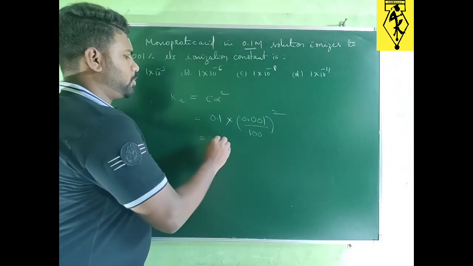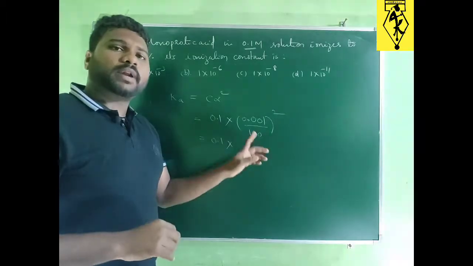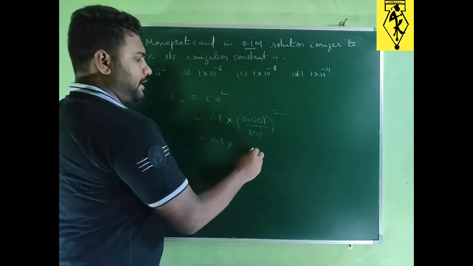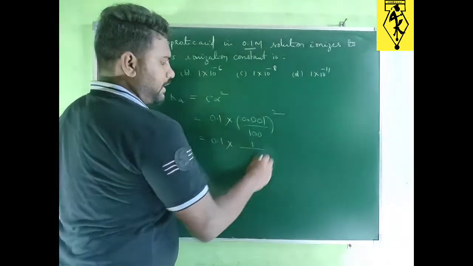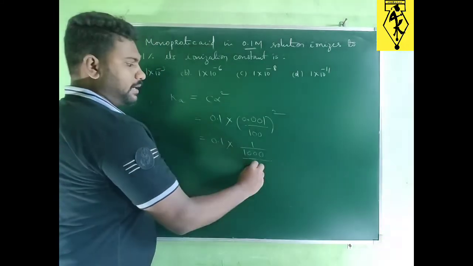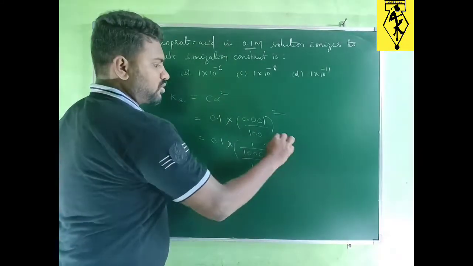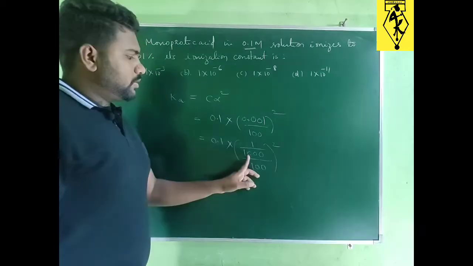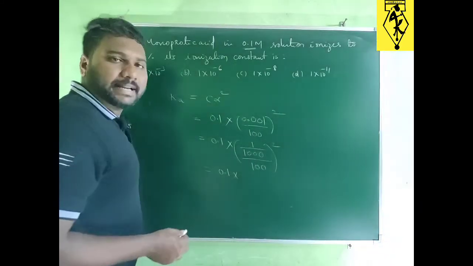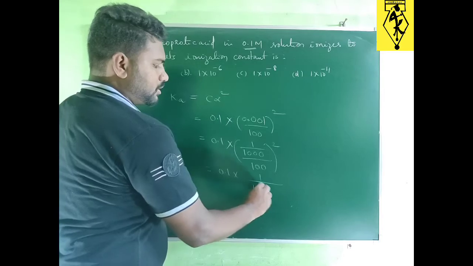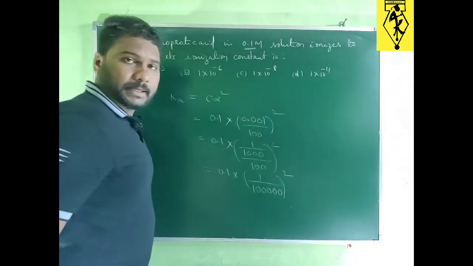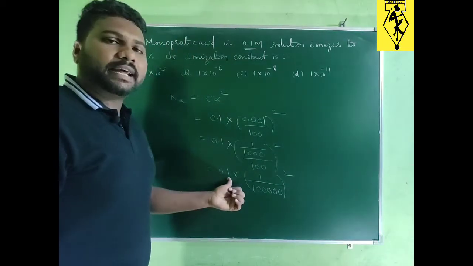Now, 0.1 into, so how to write this entire thing? Simple. I am writing this as follows: 1 divided by 1000 divided by 100, whole square. Clear? If this 1000 comes down, then 1000 into 100, whole square. Clear? So 0.1 can be written as 1 by 10.